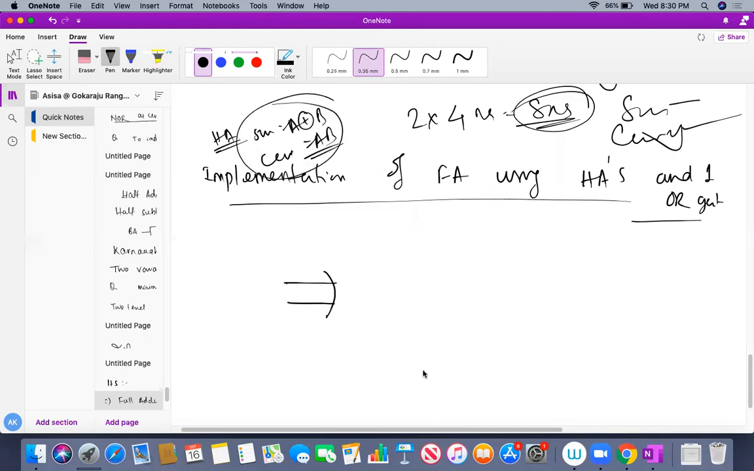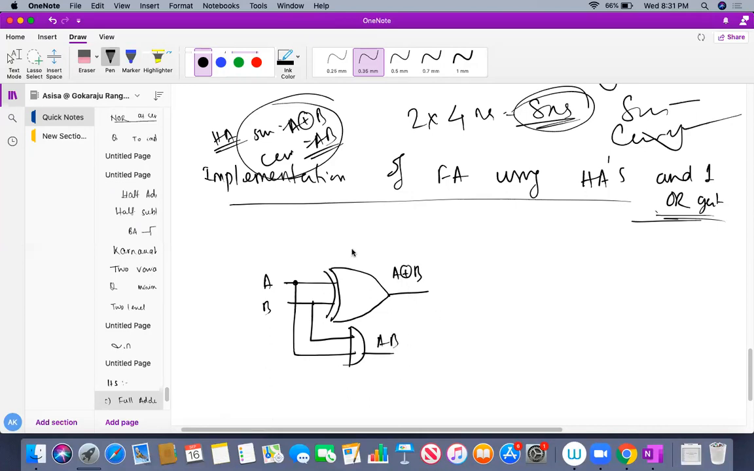So I am required to design a full adder with only half adders present, not other gates. If I have a half adder, how do I design a full adder? That is what I am doing now. Apart from the half adder, I also need an extra OR gate. See here, first of all, what is this circuit? This is my A, B. This is nothing else but A XOR B, and this is nothing else but AB. Am I correct? So this can be a half adder. See here the logic expression of the half adder.